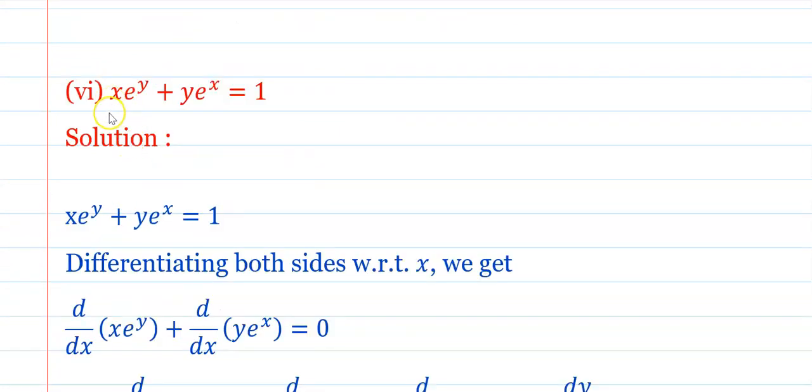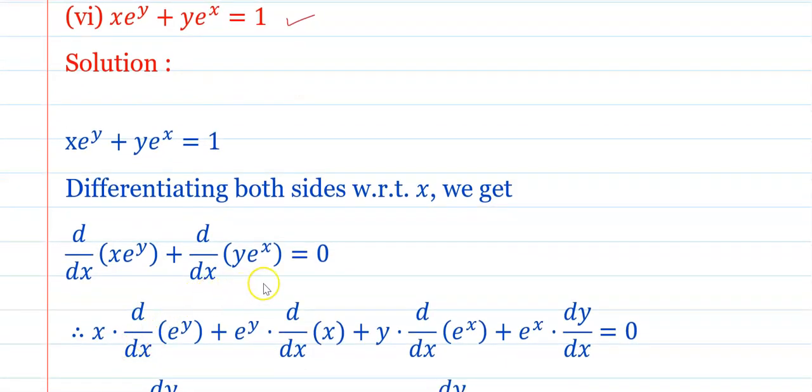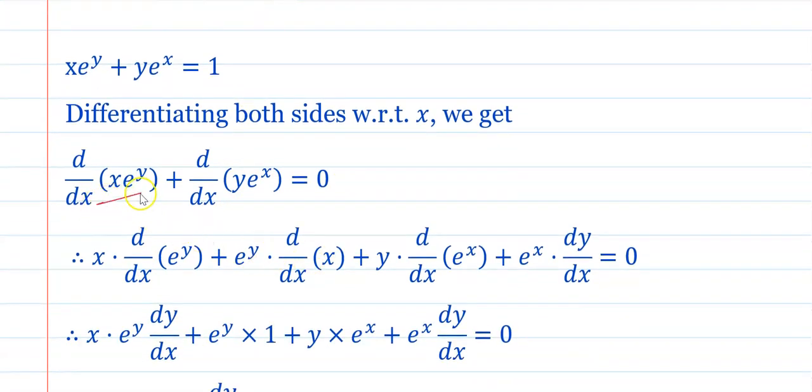Now the question number 6. x into e raised to y plus y into e raised to x, and that's equal to 1. Again, this is an implicit type function. Now differentiating both sides with respect to x, you will get d/dx of x into e raised to y plus d/dx of y into e raised to x. Derivative of 1 is 0. Now here we will apply the product rule: x into d/dx of e raised to y plus e raised to y into d/dx of x. This is the first, by applying the product rule.